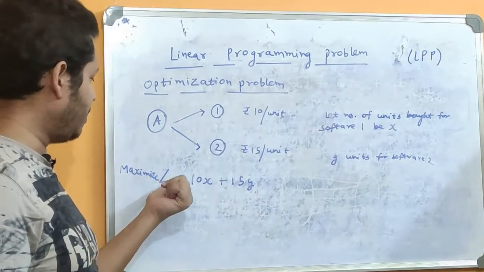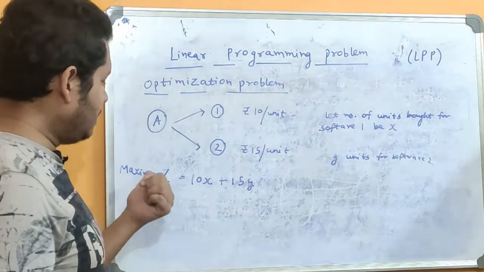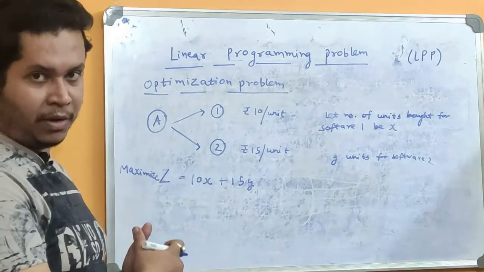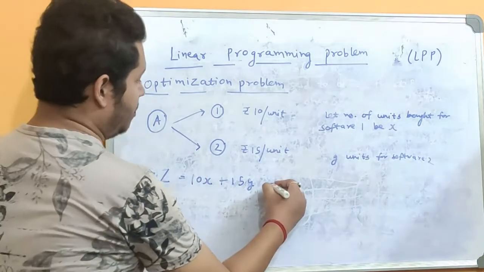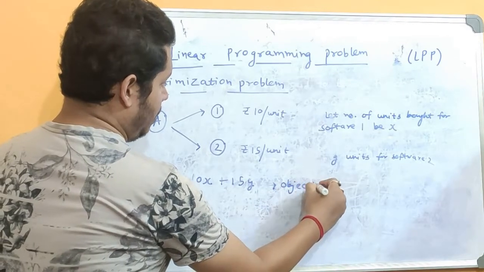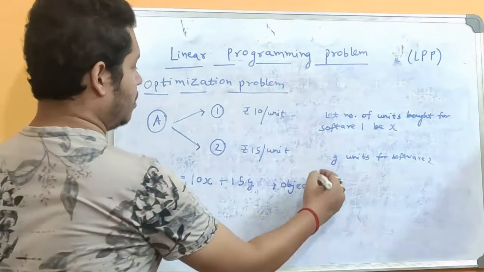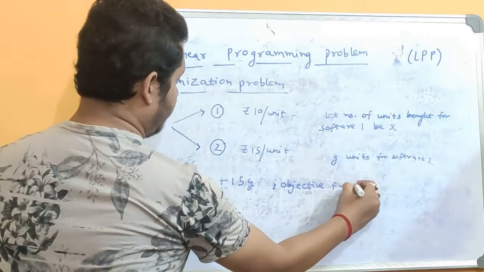So basically he wants to maximize Z equals 10x plus 15y. Now since this is the basic target of this problem, this we call an objective function. The main target, which we are representing as a linear function, is called the objective function.